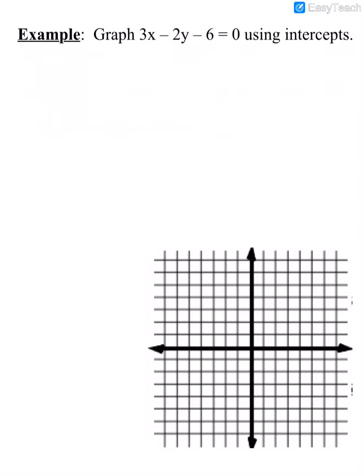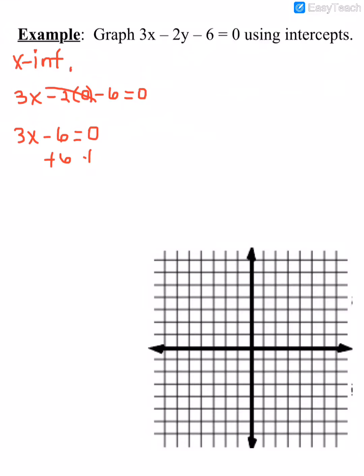So like I said, for whichever one we're looking for, we're going to plug in 0 for the opposite. So for our x-intercept, I'm going to plug in 0 for y. So let me do that. I have 3x minus 2 times 0 minus 6 equals 0. Okay, so negative 2 times 0 is just 0, so that just kind of goes away. And then I'm left with 3x minus 6 equals 0. So let me solve this for x.